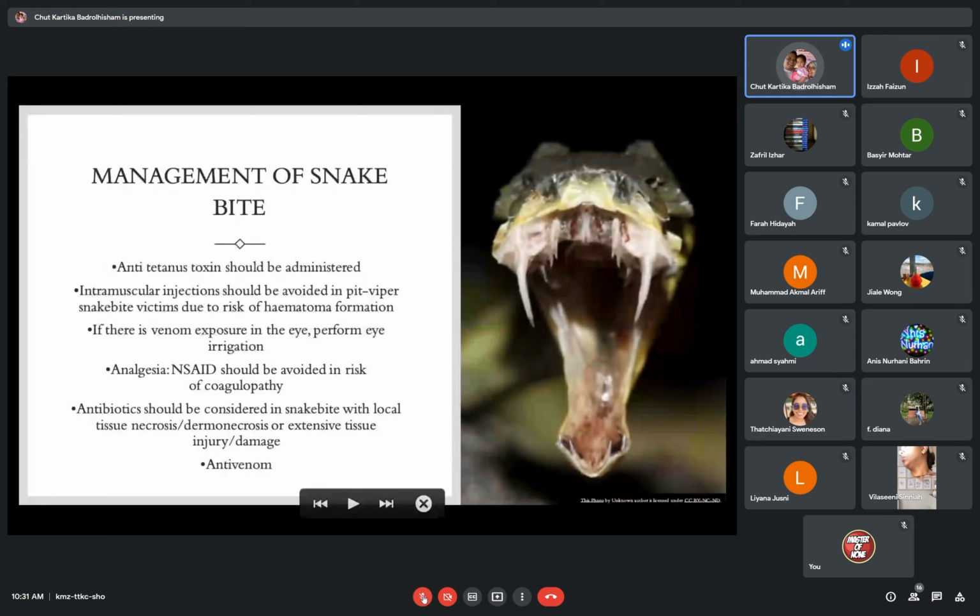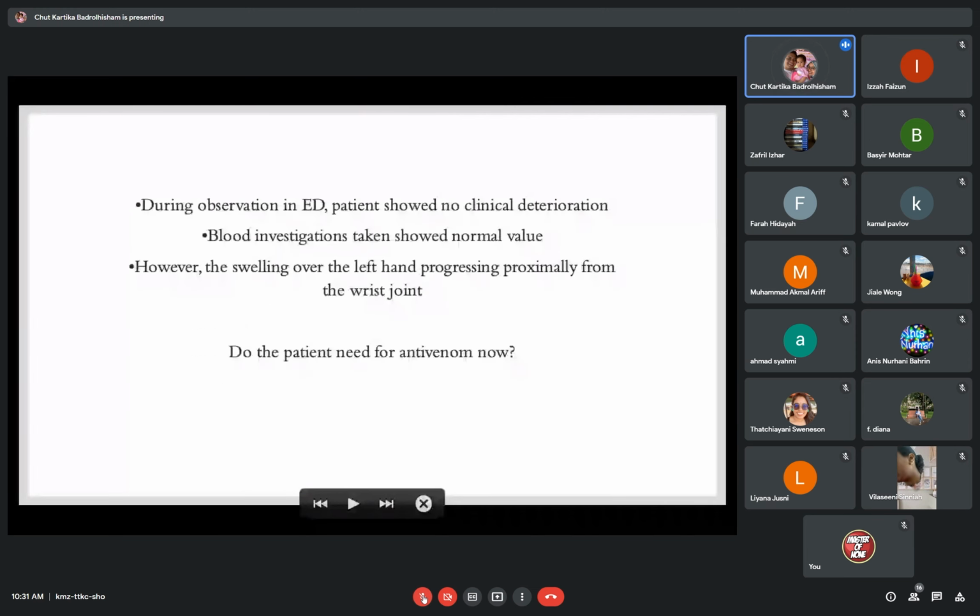Okay, during observation in the ED, the patient showed no clinical deterioration. Blood investigations taken showed normal values. However, the swelling over the left hand is progressing proximally from the wrist joint. Does the patient need antivenom now? Okay, so this is the indication for antivenom treatment.